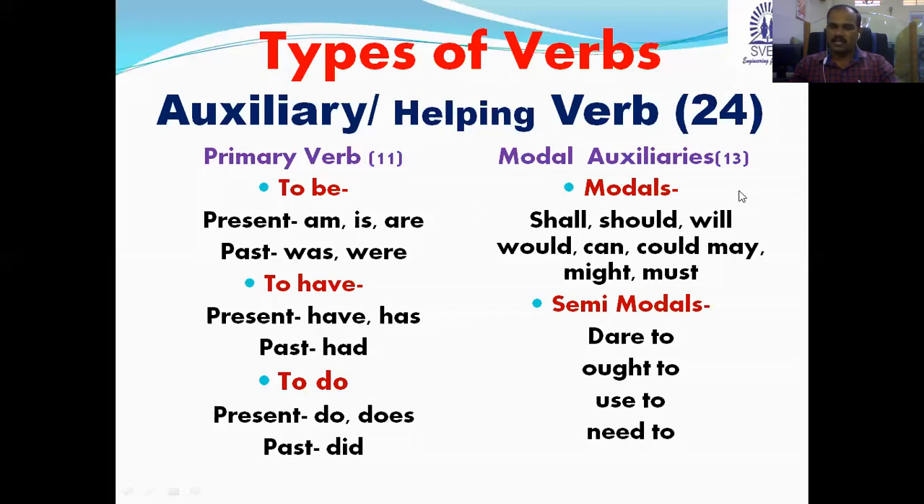Next, modal auxiliaries. As I have told you, we are going to plan one more separate session for the modal auxiliary verbs, because we need to focus in depth. Again, 13 modal auxiliary verbs are there. What are the modal auxiliary verbs? Shall, should, will, would, can, could, may, might, must. These are the modals. And what are the semi-modals? Dare to, ought to, used to, need to. These are the 4 semi-modals. Total 13 modal auxiliaries are there. Got it? And total helping verbs are 24. I hope this is clear to everyone. Is it clear? Shall we proceed?